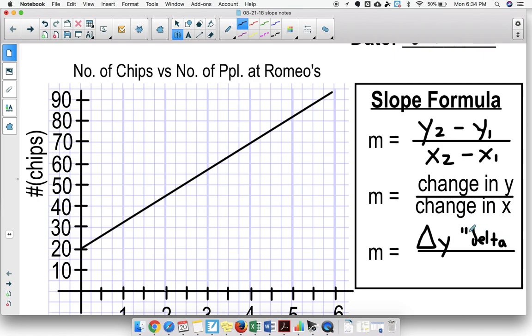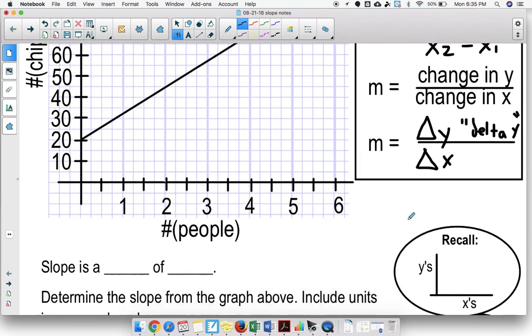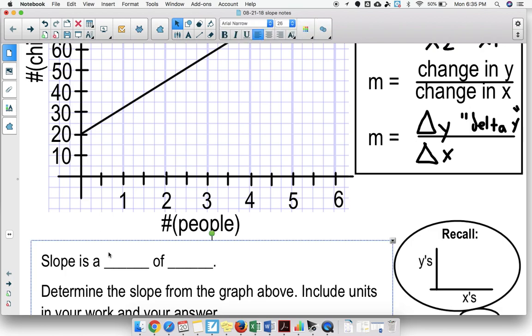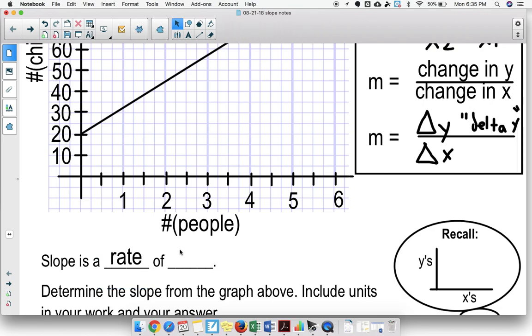Delta is the Greek letter for D. Delta y. And when you see a triangle in math, or in really any engineering or science field, the triangle means change. And so it's delta y, change in y, over delta x, change in x. Again, they all mean the same thing. It's just different ways of expressing it. You just have to find a way that makes sense. So slope is really just a rate of change. So down below, we'll fill that in. It's a rate of change.